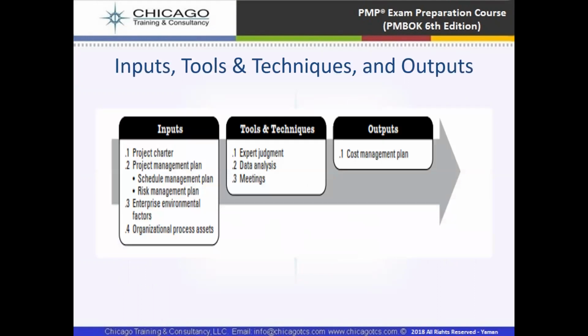And what are the inputs, tools, and techniques? Here we can see again the same inputs: project charter, project management plan, schedule management plan, and risk management plan. Schedule management and risk management plans are part of the project management plan. And there are enterprise environmental factors and then OPA, organizational process assets. Then there are tools and techniques to process these inputs, like expert judgment, such as consultants, and data analysis, and then we can have meetings to generate the cost management plan.